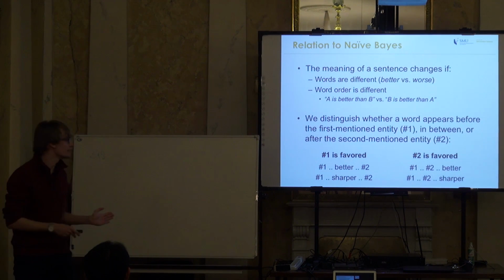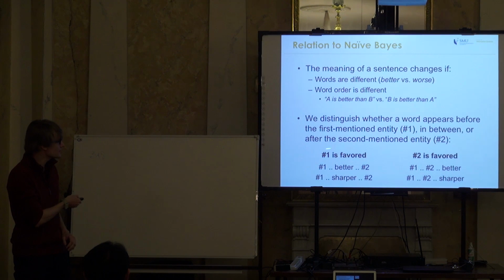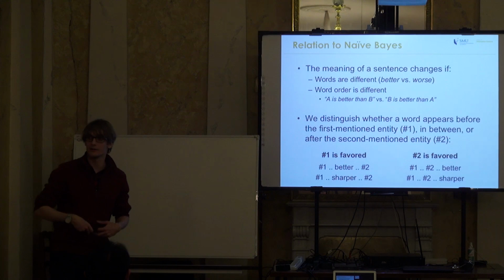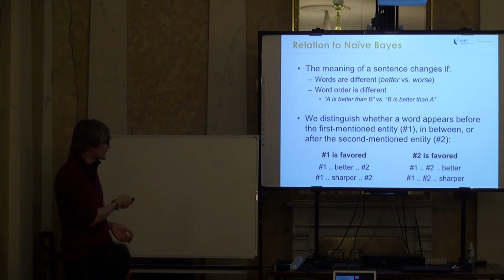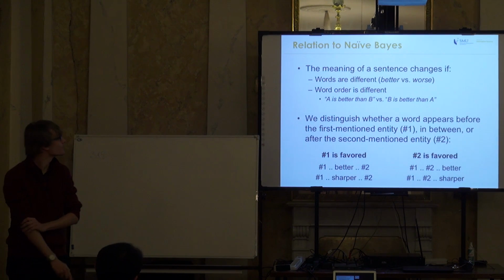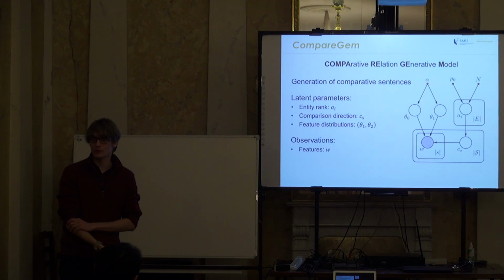So the intuition here is, if we say A is better than B, we're probably going to hit this feature, which favors the first entity. Or if I have a product A, but B is better, we're going to hit the feature that favors the second entity. Now, these two parts can be combined in a probability model like this.